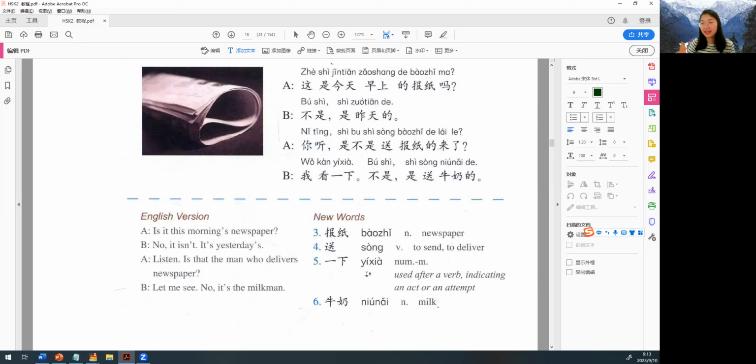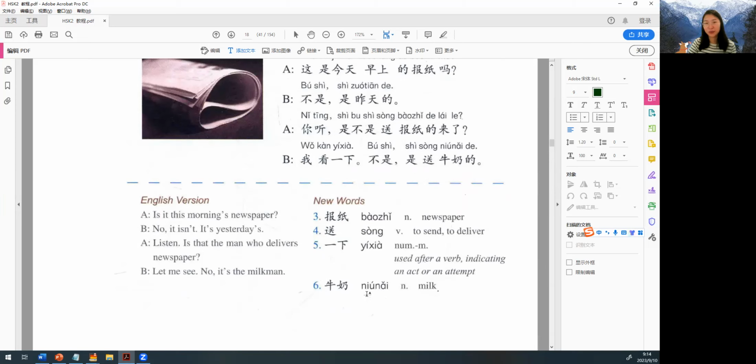一下 helps pronunciation, just like look, take a look, try, take a try. Let me take a look. Let me look at it. They are exactly the same, just more oral. It's oral speaking, not written formal style. It's this one, 一下. All right. 牛奶 is milk.